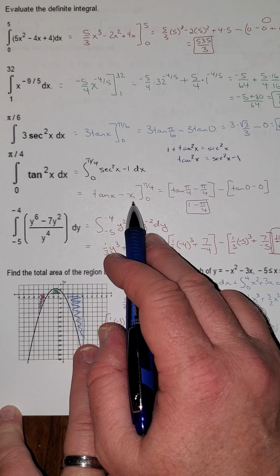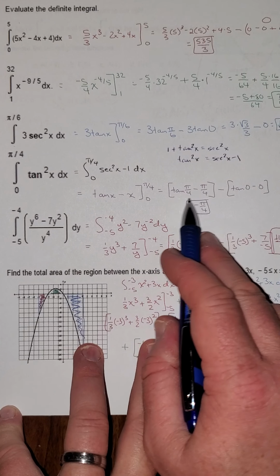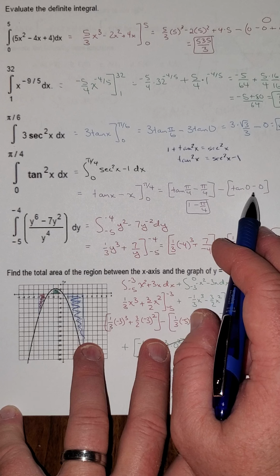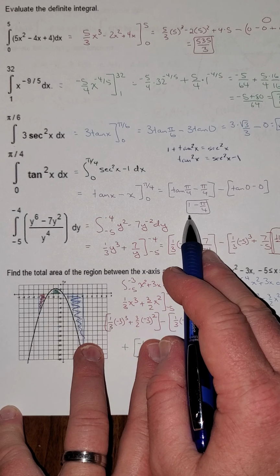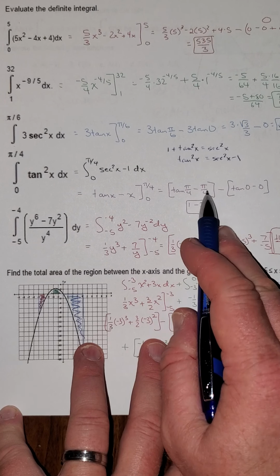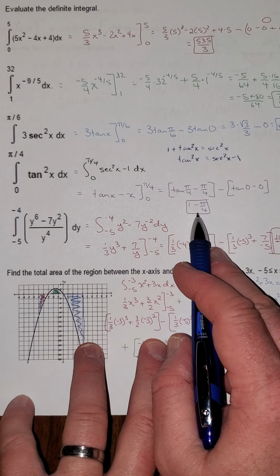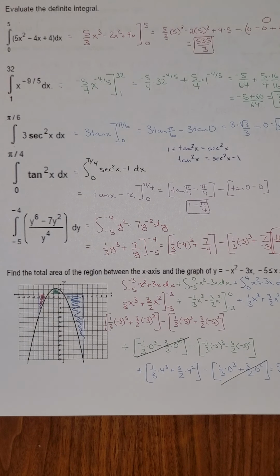I know the antiderivative of minus 1. It's minus x. Plug in the pi over 4. Plug in the 0. Tangent of pi over 4 is 1, minus pi over 4. And tangent of 0, 0. This all drops out over here. There's the value of my antiderivative. You couldn't just punch it in your calculator and get an exact answer. It would have to give you a decimal. Okay?